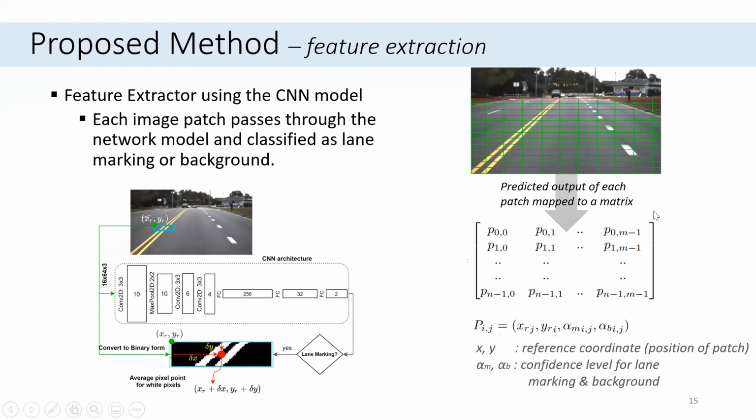The output of the model prediction is placed in a matrix form, as shown here, where each matrix element contains patch position and prediction values, like alpha M, alpha B, where alpha M is the confidence level for lane marking and alpha B is for background.